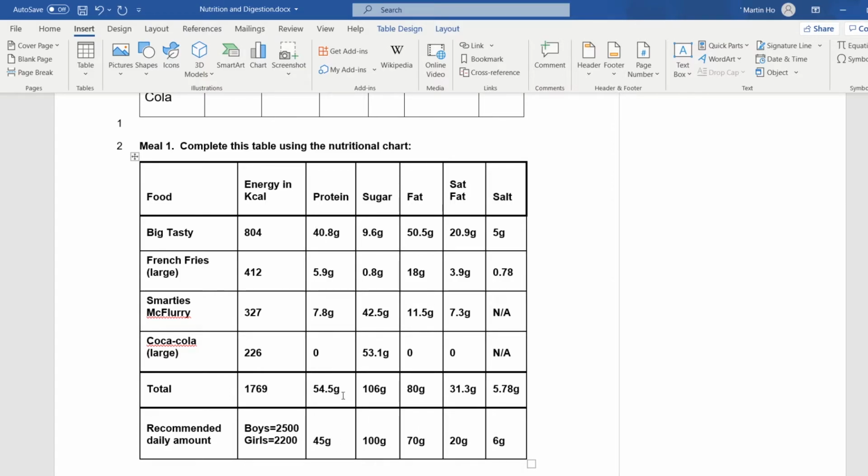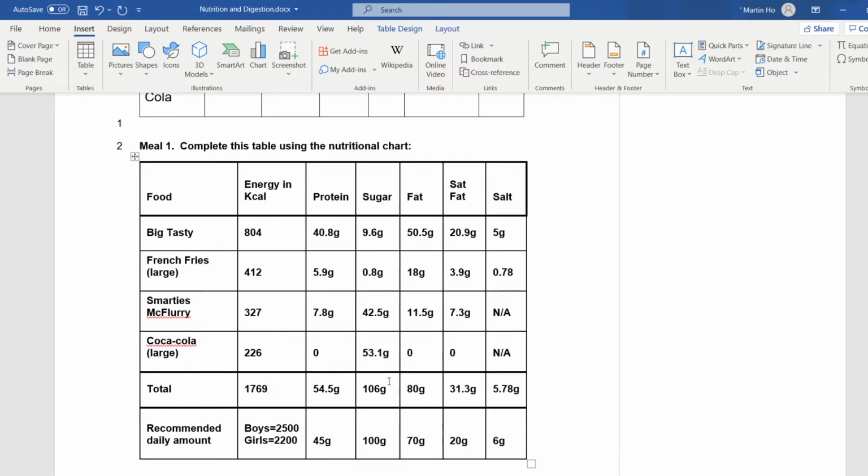Next we have protein, where we hit 54.5 grams out of our 45, which is fine actually, it isn't too much higher, and protein is required for our cells to be able to grow and repair themselves. Next, however, we have sugar. At 106 grams, out of our 100 grams of recommended daily amount, that is absurd, simply because this is only one meal out of the day.